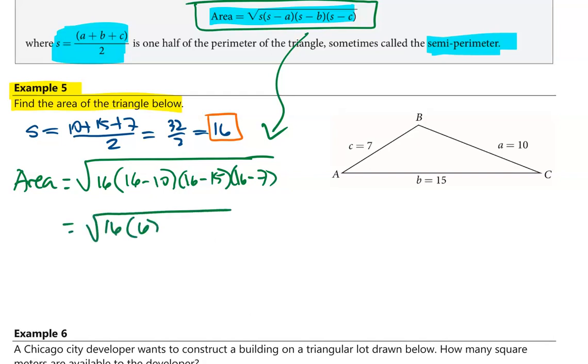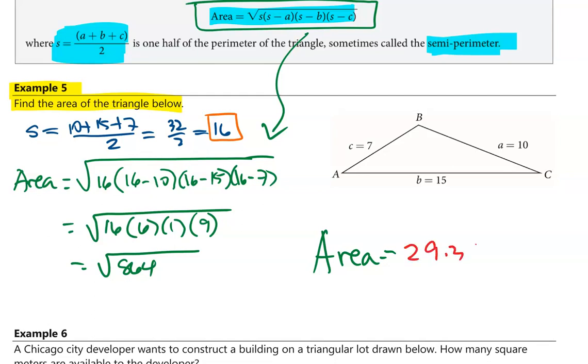Sixteen minus 10 is 6, 16 minus 15 is 1, 16 minus 7 is 9, and 16 times 6 times 9 is 864, so that the area is equal to 29.39 square units.